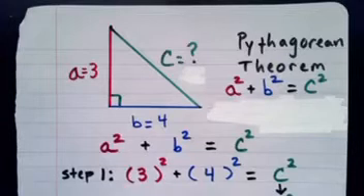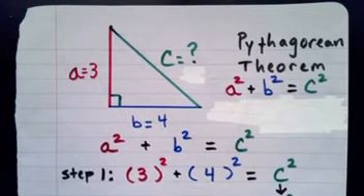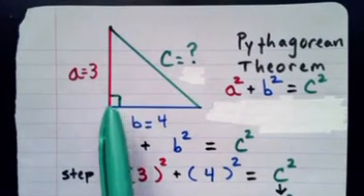Okay, so here's an example of solving a missing side of a right triangle using the Pythagorean theorem. Now, you can only use the theorem a squared plus b squared equals c squared with right triangles. So this little square here in the corner of the triangle means it's a right triangle.